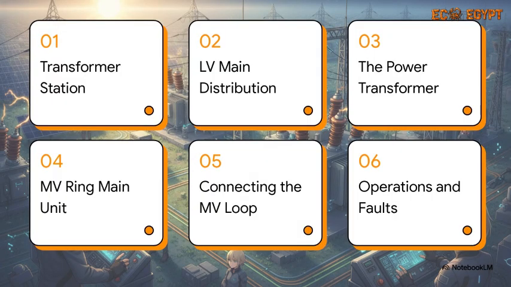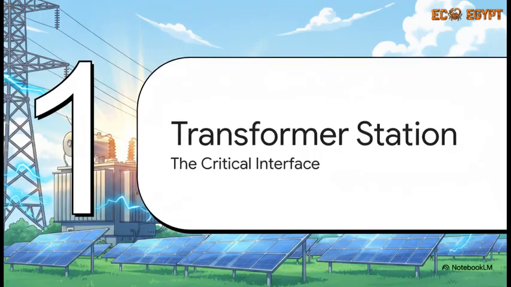Okay, here's our roadmap for today. We're going to hit the power transformer station first, then look at the LV main distribution board, the power transformer itself, the medium-voltage ring main unit, how we connect the MV loop, and finally run through some real-world operation and fault scenarios. All right, starting off with Section 1, the power transformer station.